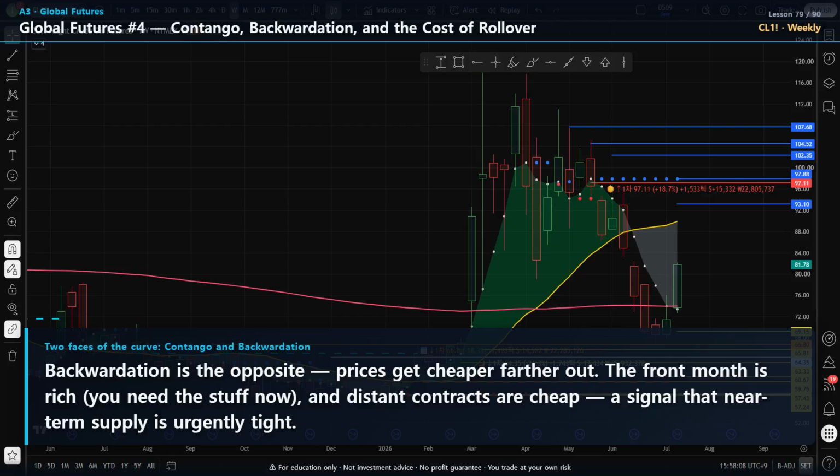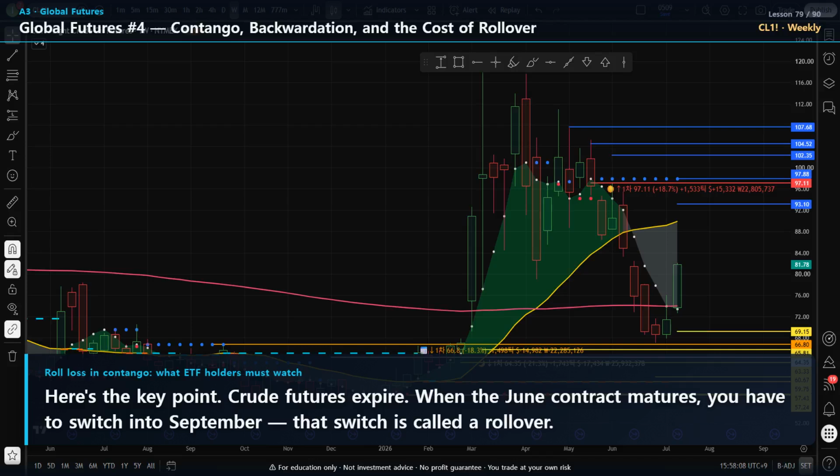Backwardation is the opposite. Prices get cheaper farther out. The front month is rich, you need the stuff now, and distant contracts are cheap, a signal that near-term supply is urgently tight. Here's the key point. Crude futures expire. When the June contract matures, you have to switch into September. That switch is called a rollover.